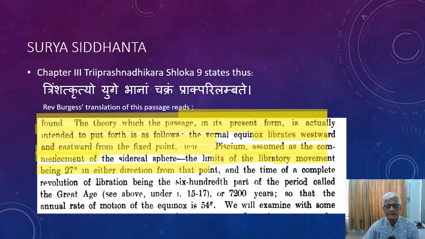Let us see now what the Surya Siddhanta, the most ancient Indian text on astrology or astronomy, says. In Triprasnadhikara of Surya Siddhanta, the sutra given is: Trimsat Krityo Yuge Bhanam Chakram Prak Parilambade. The circle of the stars moves eastwards.